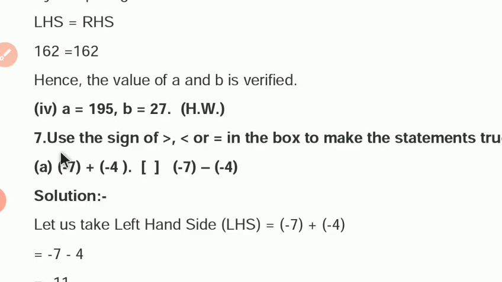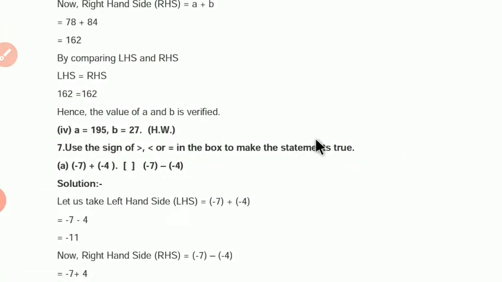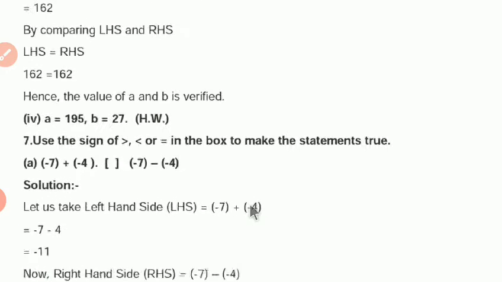Now question number 7, use the sign of less than or greater than or equal in the box to make the statement true. Here we have to use the appropriate sign out of these 3. So first we will solve the two parts, left hand side and right hand side. First one, minus 7 plus minus 4, and minus 7 minus of minus 4. So first we will see the left hand side, which is given as minus 7 plus minus 4.